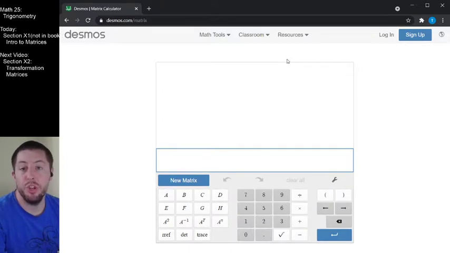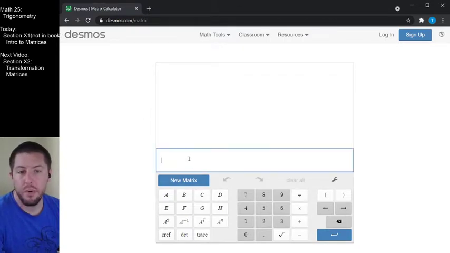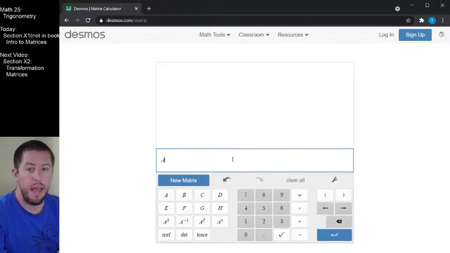And that's going to take me to a new calculator that Desmos has. So you should notice that the tools Desmos has are the graphing calculator, which is probably what all of you have used 99% of the time. It also has a scientific calculator and a very basic four-function calculator. And importantly, it has a matrix calculator, and that's what we care about here. So I'm going to define those matrices that we had.